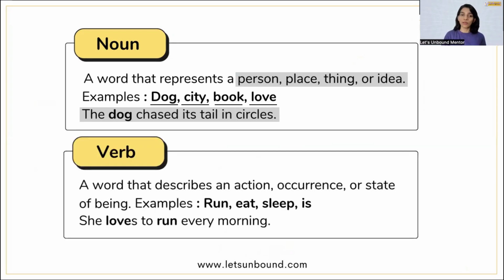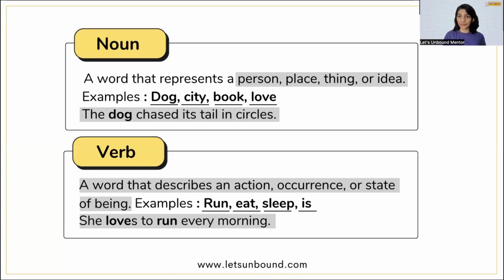Next comes verb. It is a word that describes an action, occurrence, or state of being, like run, eat, sleep, is. For instance, she loves to run every morning.